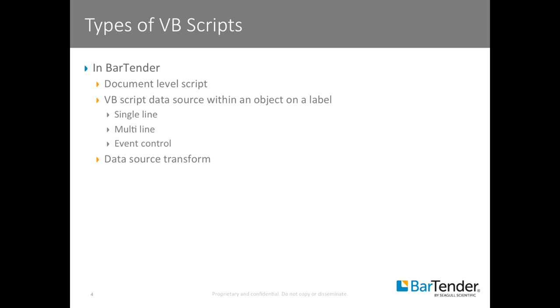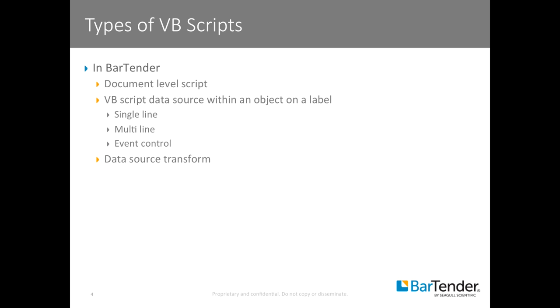And when a single line expression isn't sufficient, what you can use is the multi-line script. Now a multi-line script requires the use of assignment operators. What this means is that the result of any function or expression that you write must be assigned to a variable.